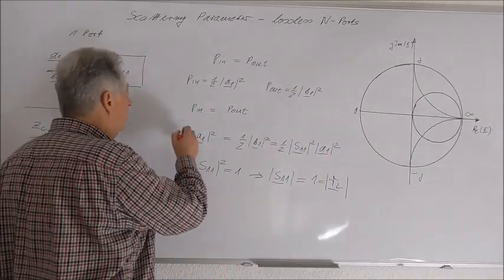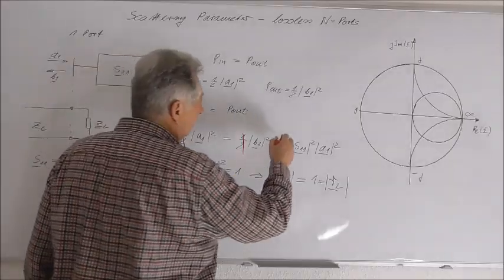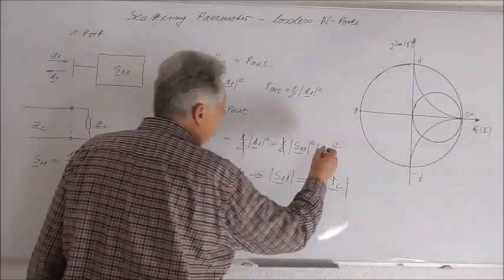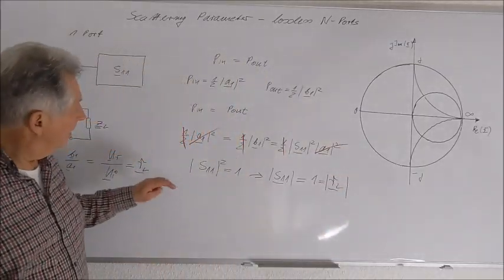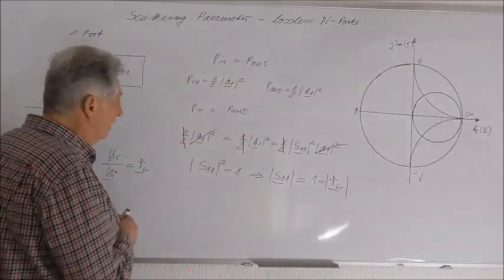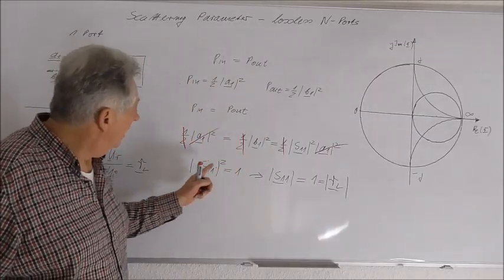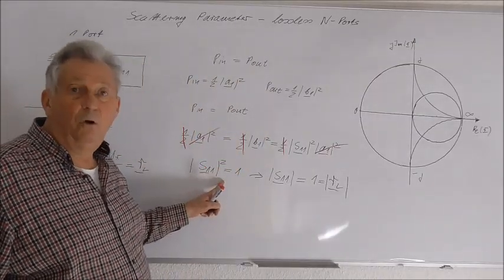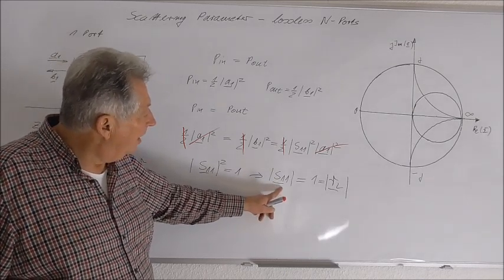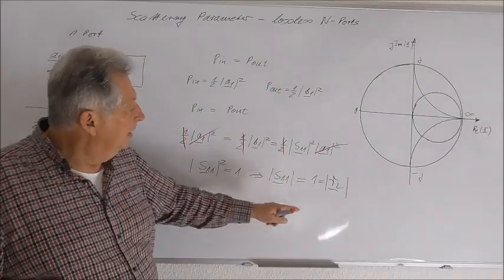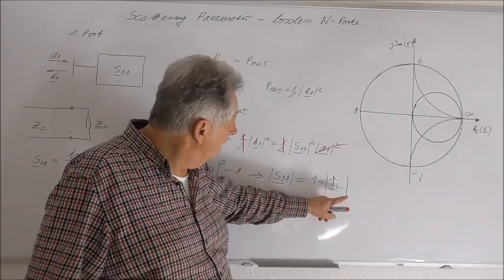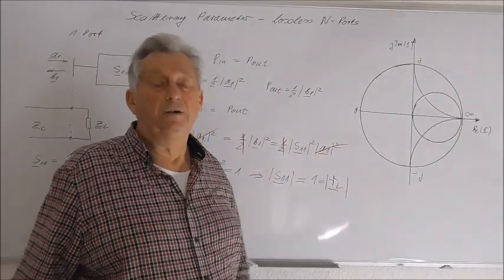And of course, the half will cancel here, and also in the last step we can cancel A1 against A1. And so we see that one condition for the s-parameter to be lossless is that the absolute value square of S11 must be 1, which means also that the absolute value of S11 must be equal to 1, and of course this also means that the reflection coefficient of our load impedance must have absolute value 1.